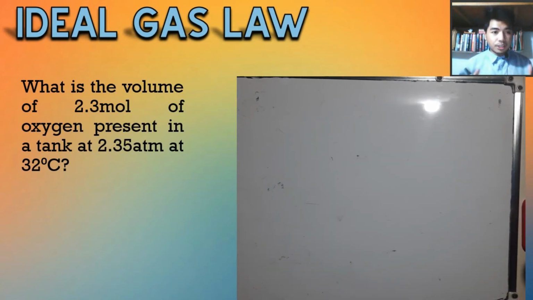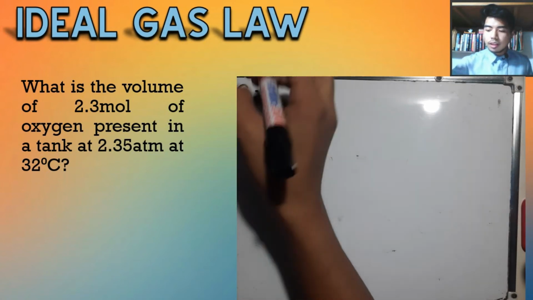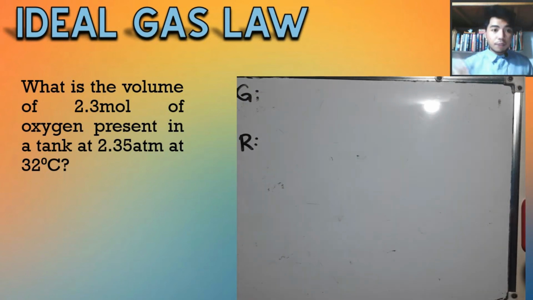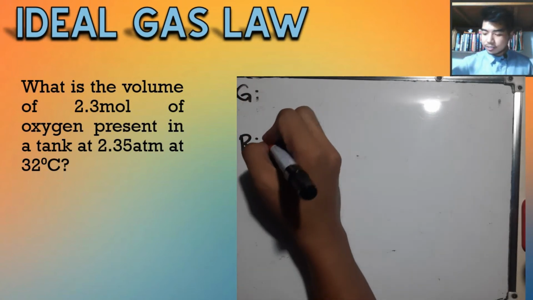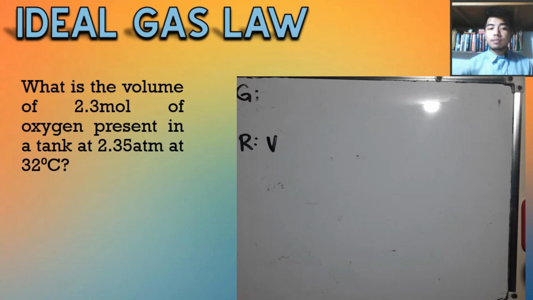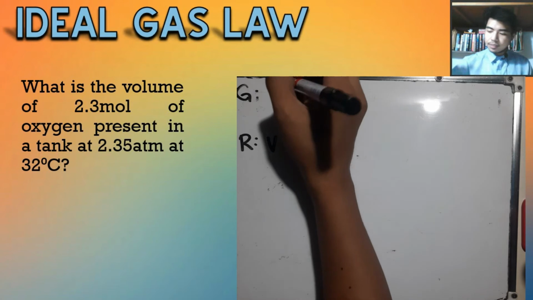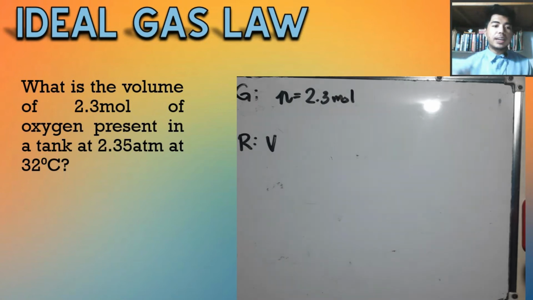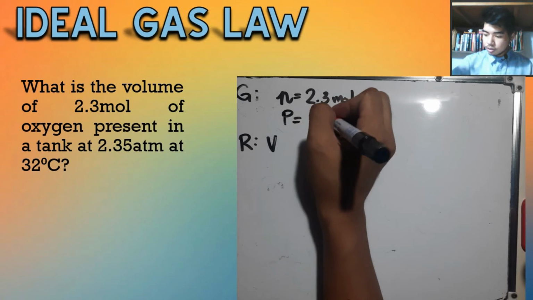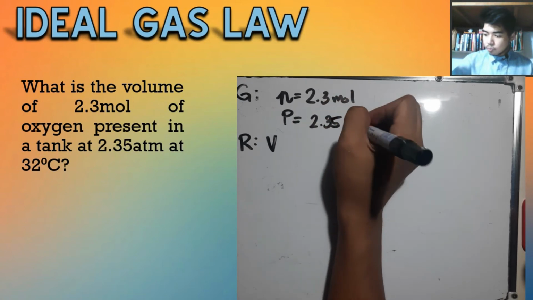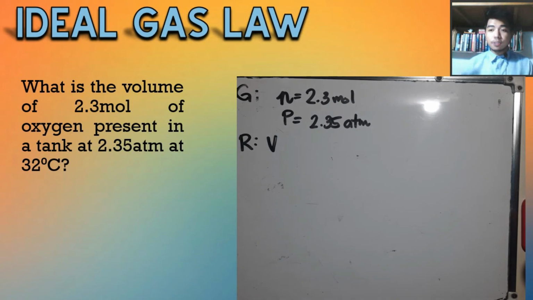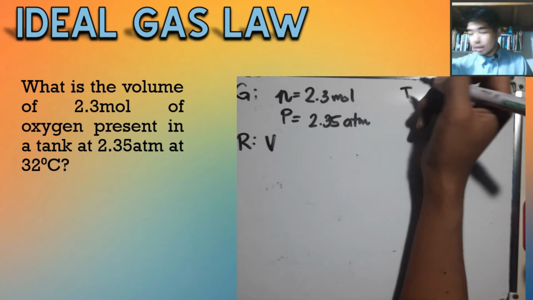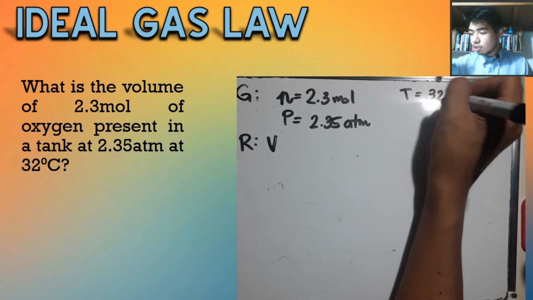Now, according to this problem, what is the volume? So basically, it is now our required. What is the volume of 2.3 moles of oxygen? That is our n, 2.3 moles, present in the tank at 2.35 atmospheres. That would be our pressure. 2.35 atmospheres at 32 degrees Celsius. That is now your temperature, which is equivalent to 32 degrees Celsius.